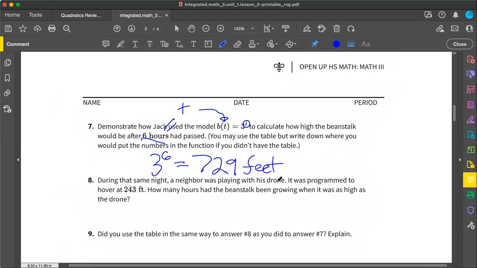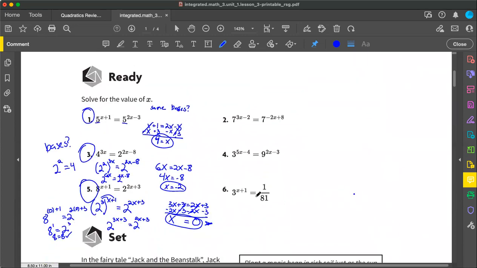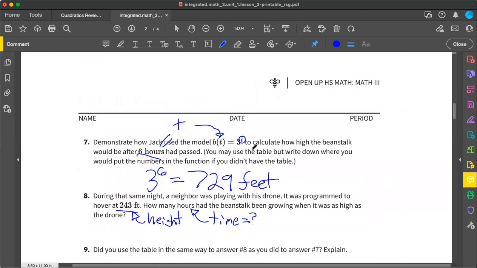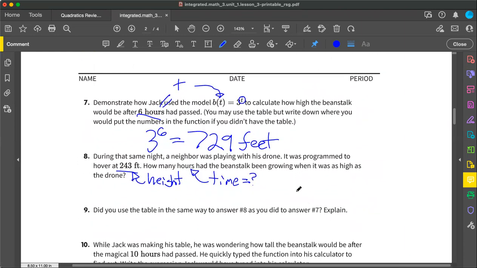During the same night, a neighbor was playing with a drone. I guess this is a mix of current day and previous eras. And it was programmed to hover at 243 feet. So now it's as if we have our height, but our time, we don't know. We do have that table. So maybe 243 just happens to be there. Lo and behold, that happens after 5 hours. Pretty simple. So our time in this case is 5 hours.